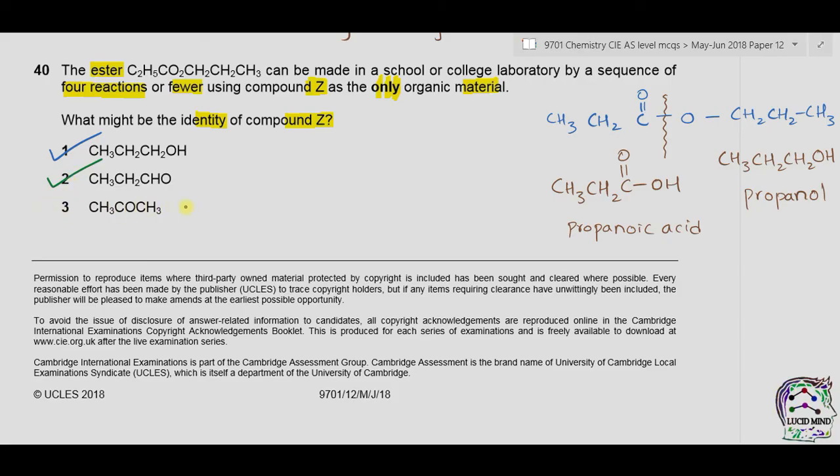In option 3, we have a ketone, CH3, C double bond O, CH3. Now a ketone cannot be further oxidized to a carboxylic acid, so it will not form a carboxylic acid. A ketone can be reduced into a secondary alcohol. Now a secondary alcohol will not form this product, as we need a primary alcohol for this ester. And also a carboxylic acid is absent, so C is wrong. As options 1 and 2 are correct, the answer is B.